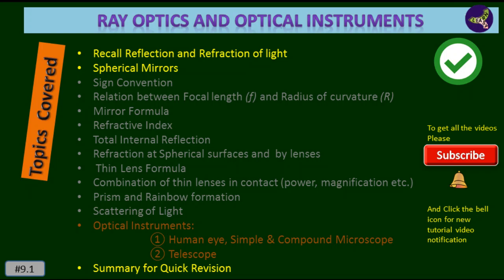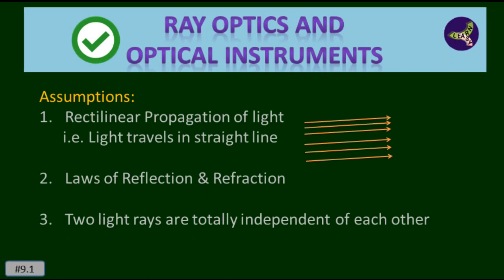So let's start. In ray optics, you can see we have to take some assumptions if we are studying light as ray optics. The first assumption is the rectilinear propagation of light. So we have to consider light as traveling in a straight line, in this manner. Again, we have to consider the laws of reflection and refraction valid for ray optics, and we have to consider that two light rays are totally independent of each other. So if one light ray is traveling near another light ray, then that light ray will not be affected by that nearby light ray. That is the assumption that two light rays are totally independent of each other.